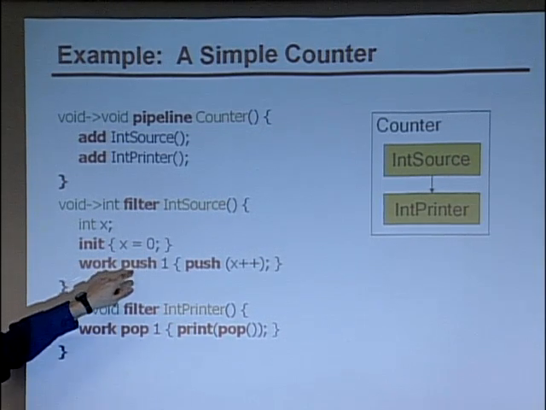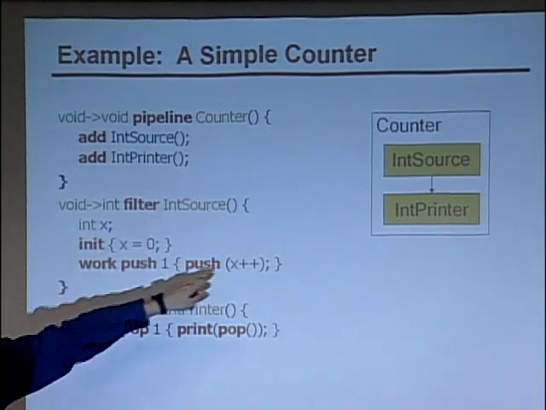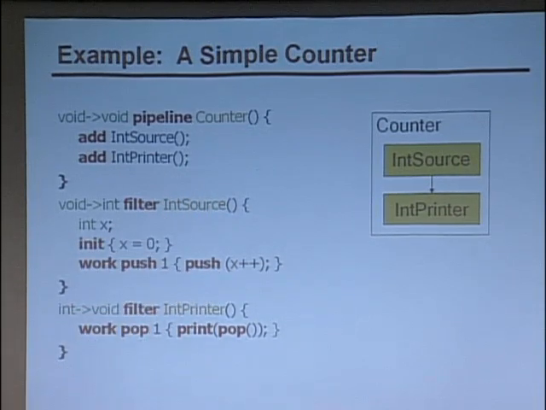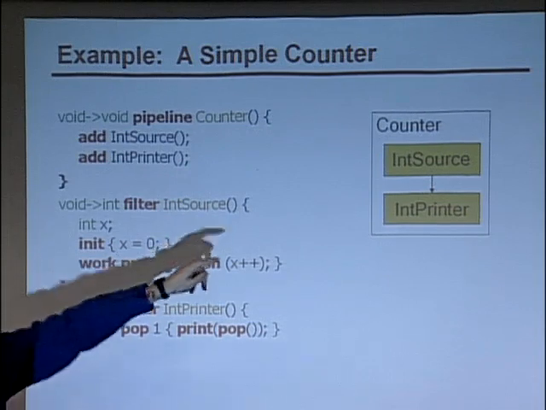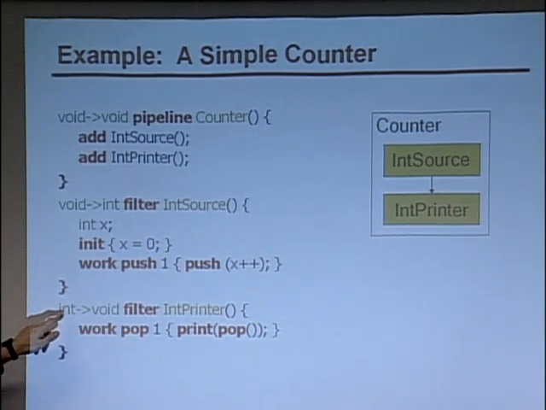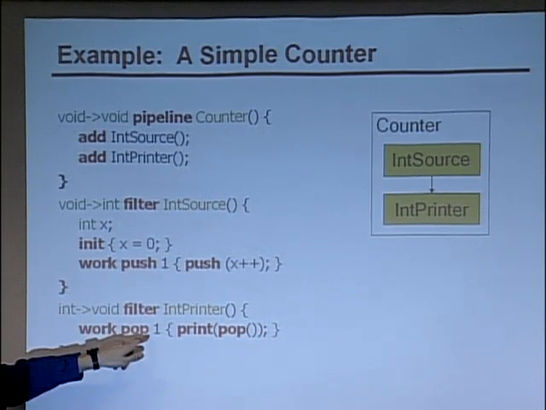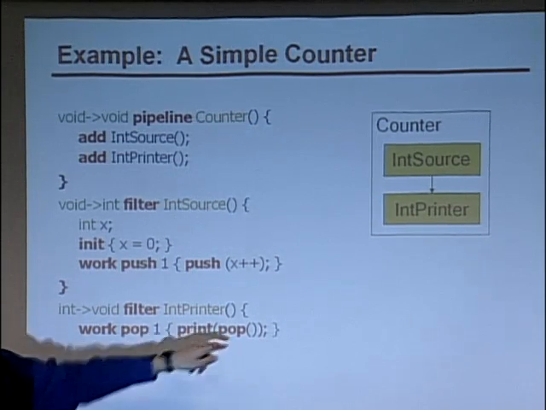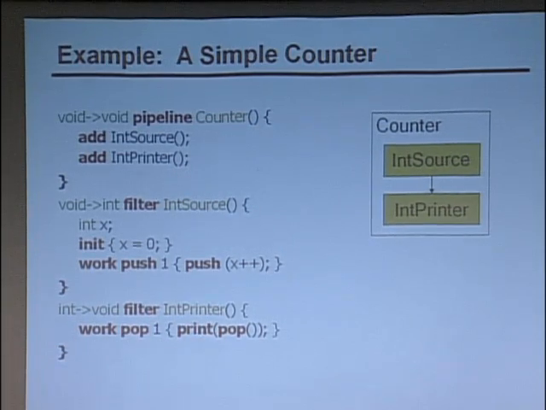So this work function will push one item onto the output channel, and it'll increment the value afterwards. Whereas the int printer at the bottom here will input one value, and its work function just pops that value off the input tape and prints it to the output. Now, how do we run this thing?